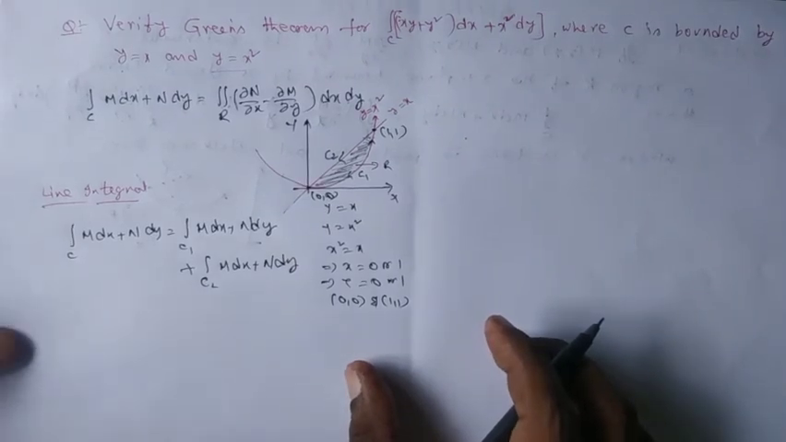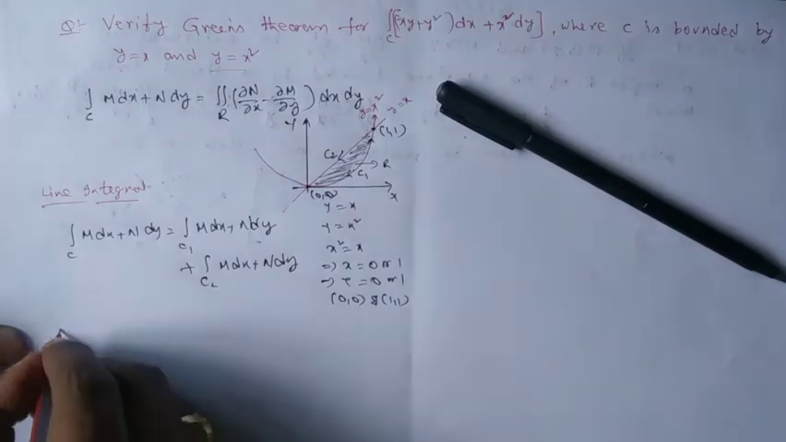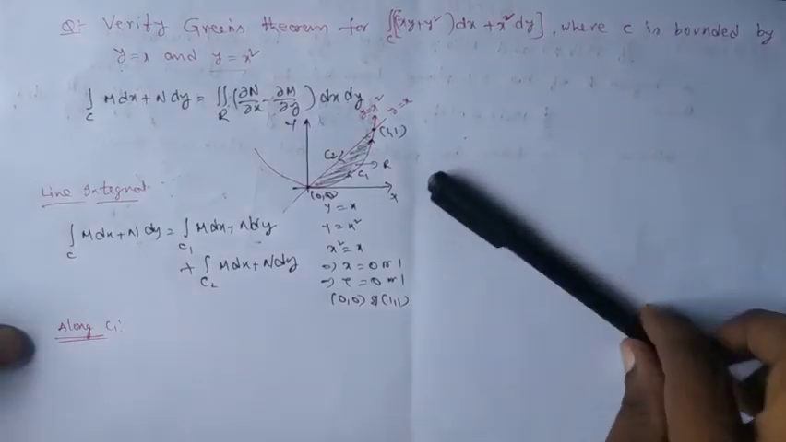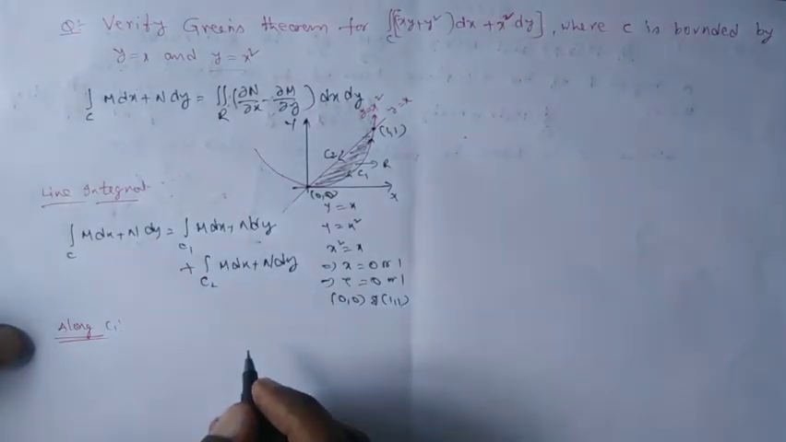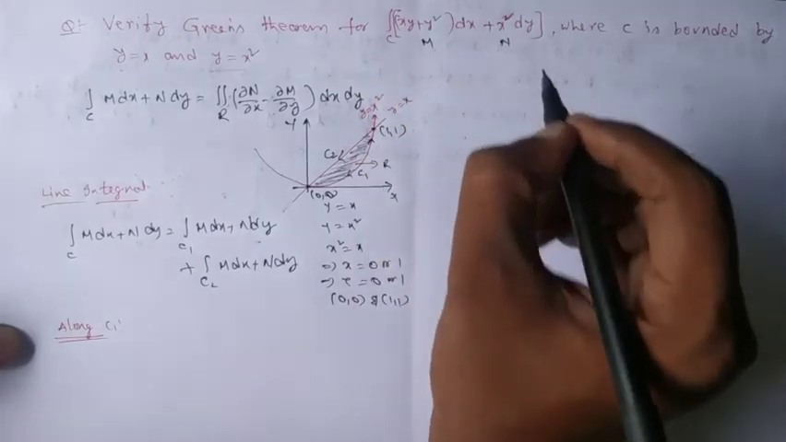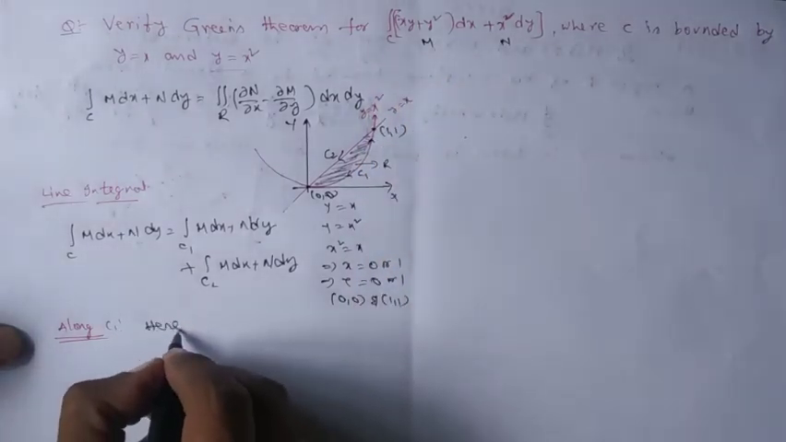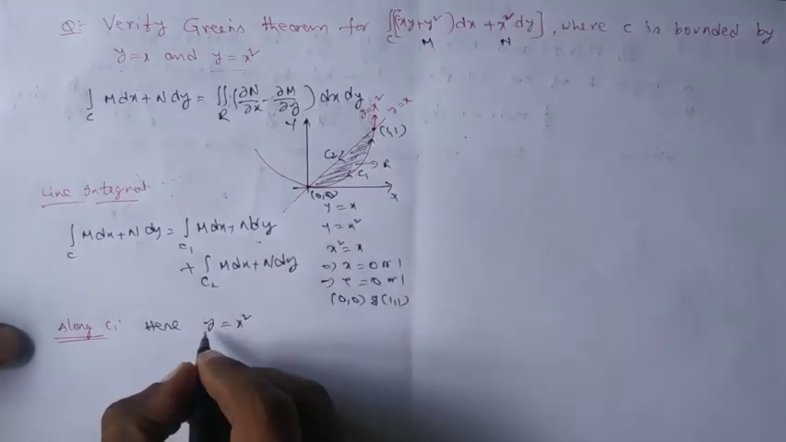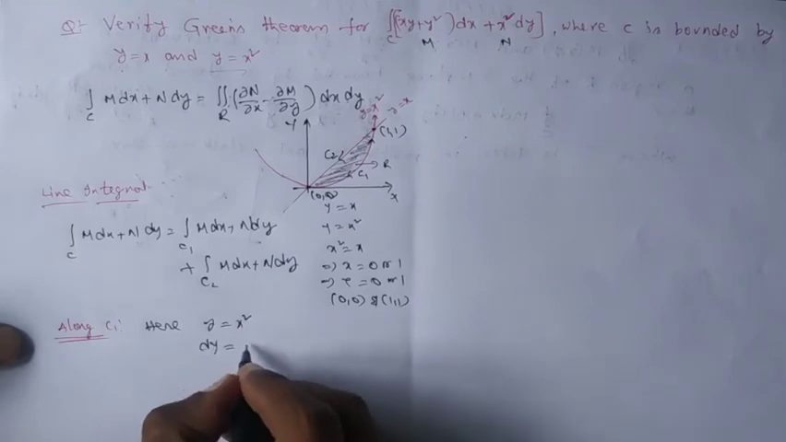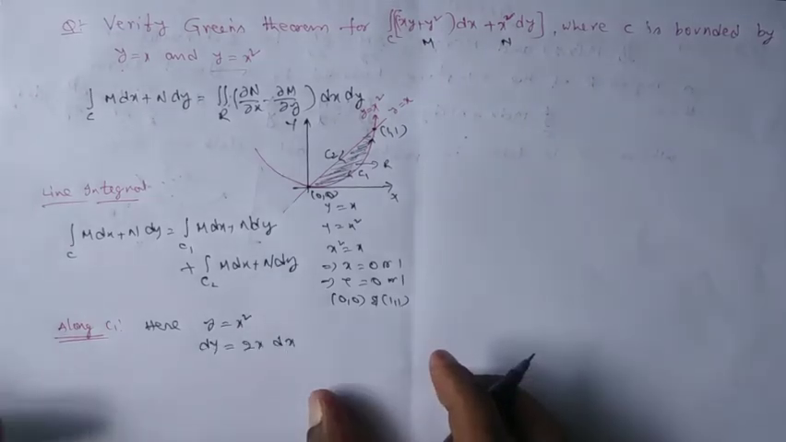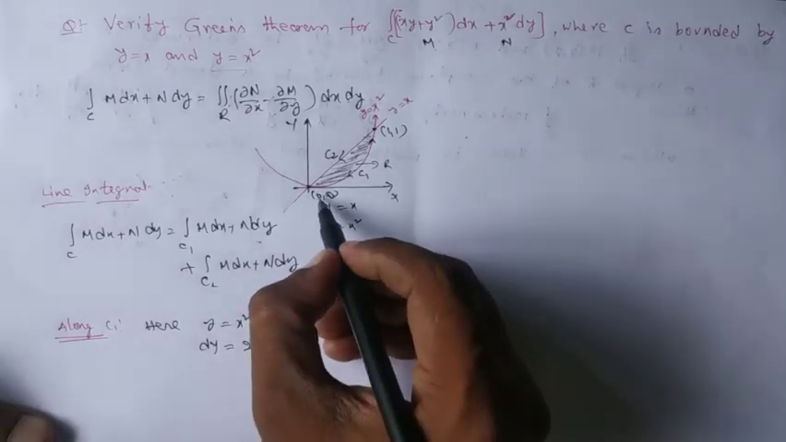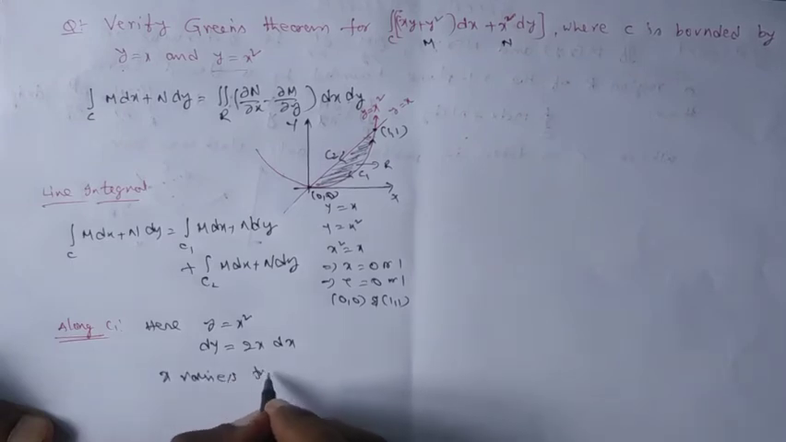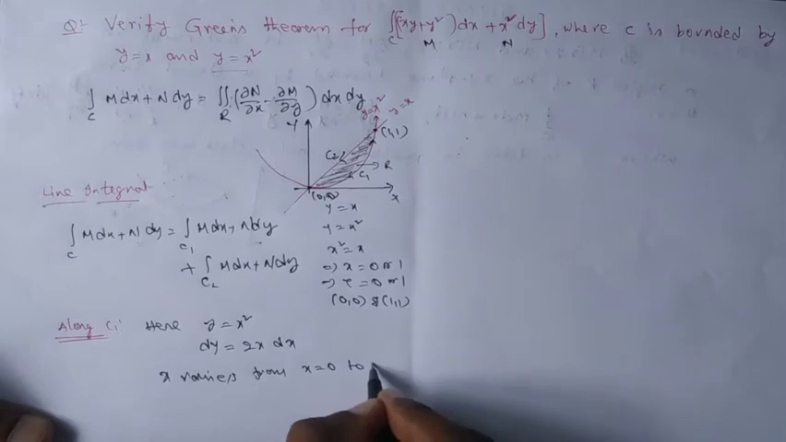I am just evaluating first along C1. Along C1 means we want to evaluate integral over C1 of m dx plus n dy. Okay, this is our m, let us say, and this is n. So along C1, what is the equation here? C1 equation is y equals x square. So y equals x square, then clearly dy equals 2x dx. Now can you tell me what is the variation of x? Here x is running from 0 to 1, so x varies from x equals 0 to x equals 1.